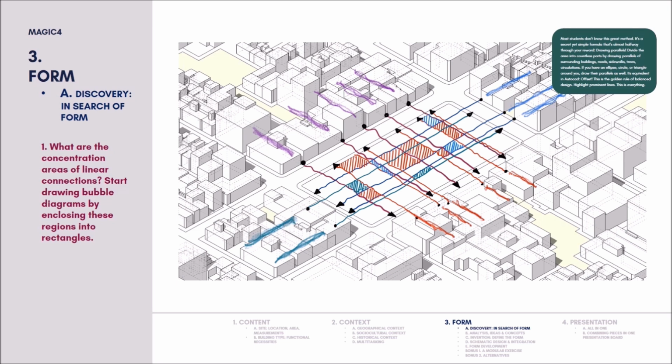Divide the area into countless parts by drawing parallels of surrounding buildings, roads, sidewalks, trees, circulations. If you have an ellipse, circle, or triangle around you, draw their parallels as well. It's equivalent in AutoCAD, offset. This is the golden rule of balanced design. Highlight prominent lines. This is everything.